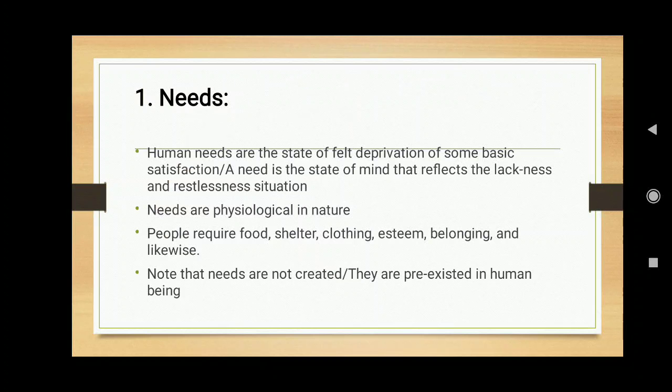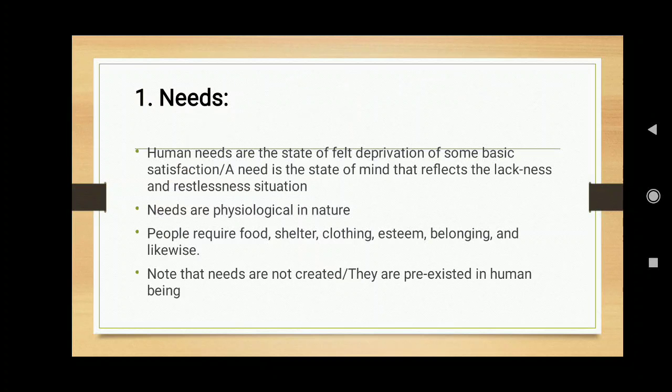If you need food, then you might be hungry. If you are hungry, you may be restless, right? So a need can be defined as the state of mind that reflects lackness and restlessness. My needs may be food, shelter. These are the basic needs for each and every human being: food, shelter, clothing, esteem in the sense of status, lifestyle, right? And belonging, and likewise, etc.